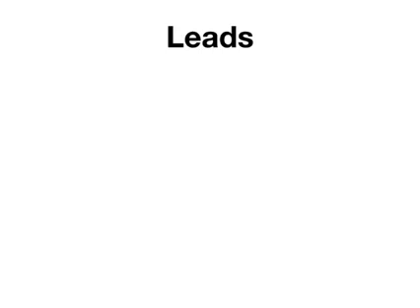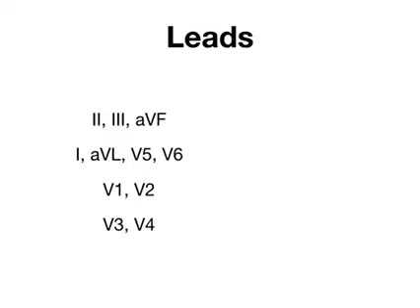Before we get started, you have to understand which leads on the ECG correspond to which portion of the heart they're reading. What I mean by this is we group our leads into 4 different categories. So leads 2, 3, and AVF, leads 1, AVL, V5, and V6, leads V1 and V2, and leads V3 and V4. These correspond respectively to inferior leads, lateral leads, anterior leads, and septal leads.